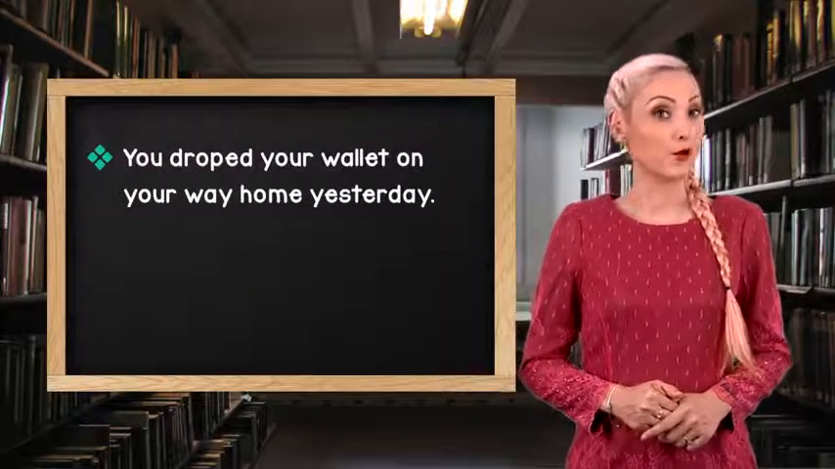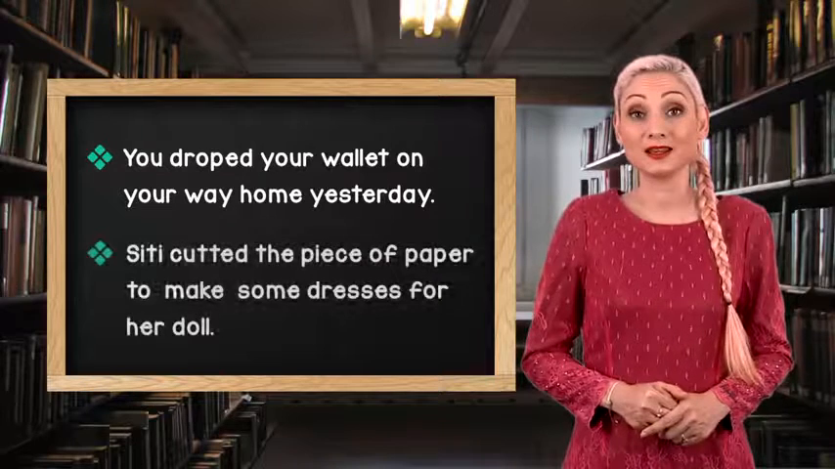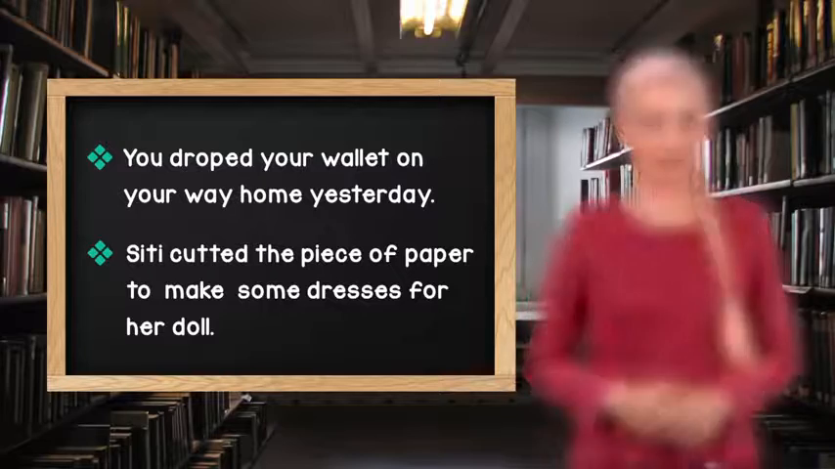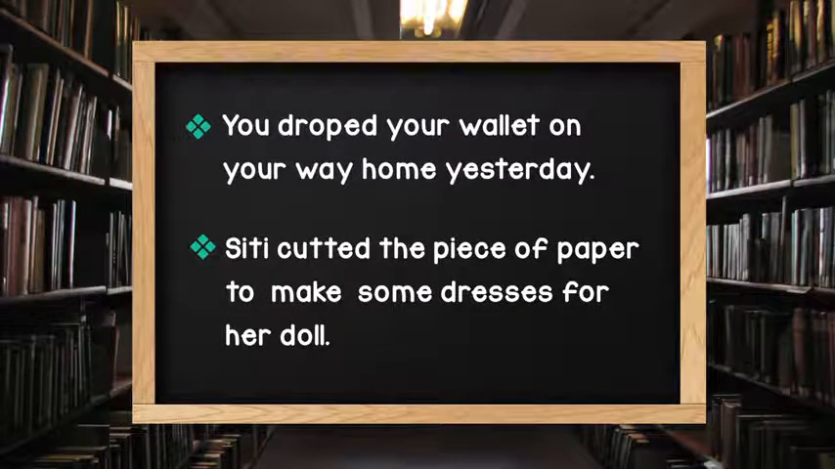To test your understanding about the grammatical rules for the simple past tense, let's identify some errors from these sentences. The sentences are: you dropped your wallet on your way home yesterday, and Siti cutted the piece of paper to make some dresses for her doll. Write these sentences in your notebook and try to identify all the errors in these sentences. You can pause the video until you have completed this exercise.